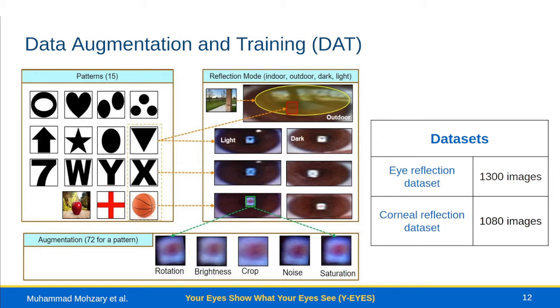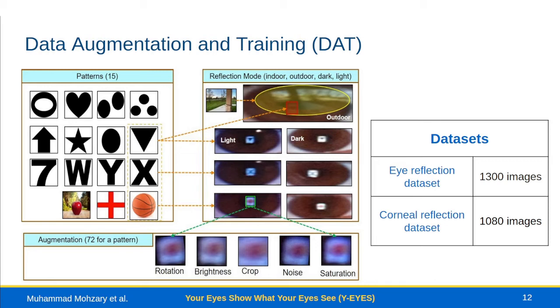At the data augmentation and training stage, we created 15 challenge buttons that include 8 black and white images, 4 black and white alphanumeric images, and 3 color buttons. We then built two types of datasets. First, the eye reflection dataset, which consists of 1,300 eye images that contain the reflection of the screen challenge. We used this dataset to train the reflection localization model.